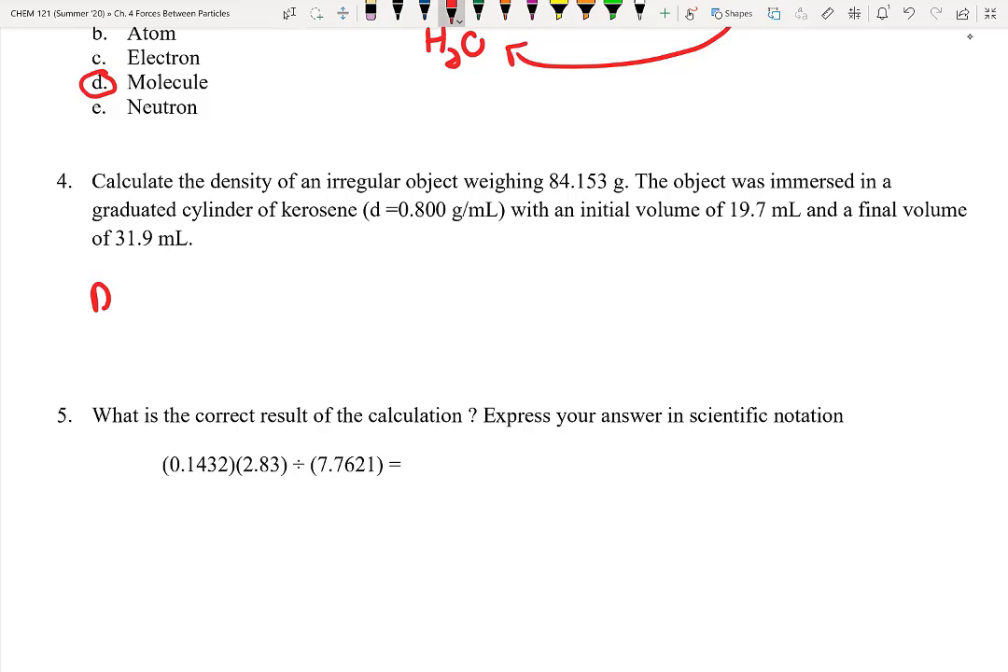Let's first define density. So density, we know, is going to be mass over volume, right? That's our standard definition of density. Good thing is they give you the mass here, right? They tell you that it's 84.153 grams. So I'll just go ahead and plug that in.